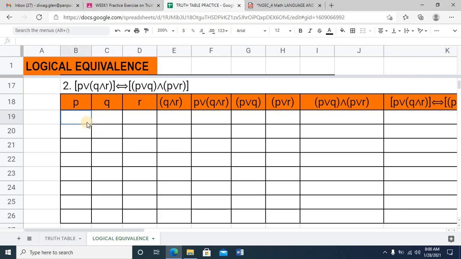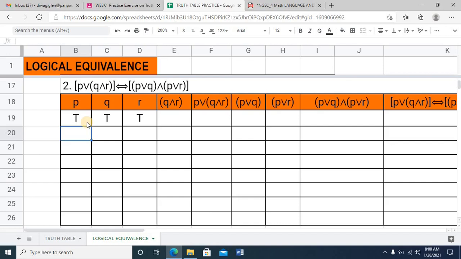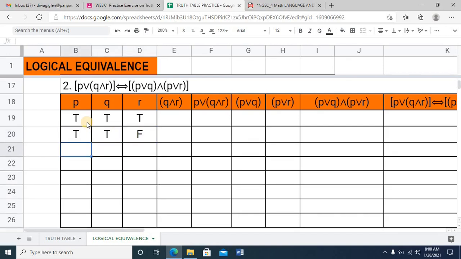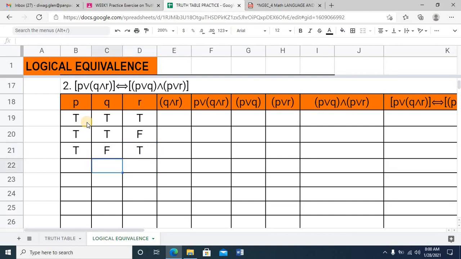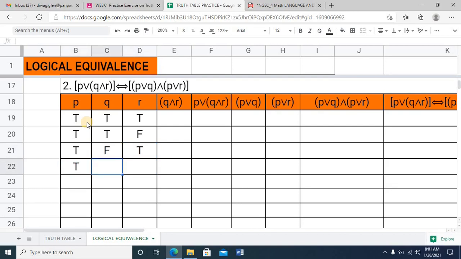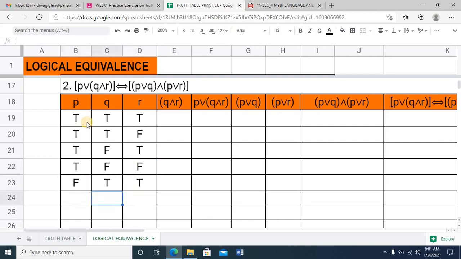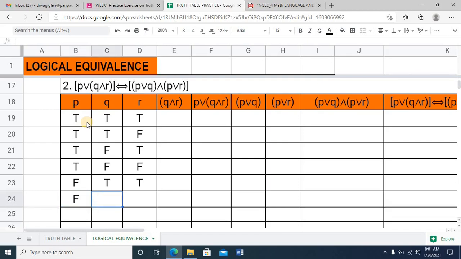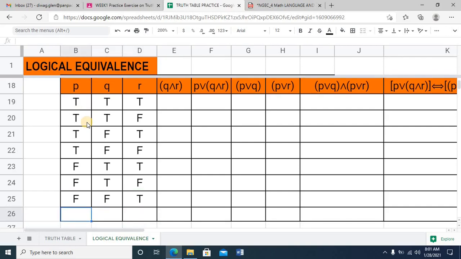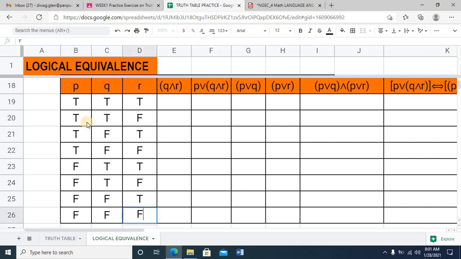Let's start. First, we lay down the resulting truth values if there are three propositions. So this should be true, true, true. That's the first case. Second case, true, true, false. Third case, true, false, true. Fourth case, true, false, false. The fifth case would be false, true, true. Sixth, false, true, false. Seventh, false, false, true. And the last case, the eighth, would be all false. So notice there is no repeated case in this truth values.